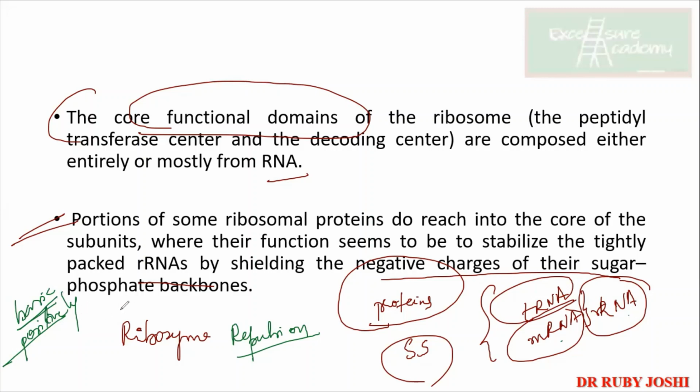It is because of the need to prevent the repulsion between the tRNA, mRNA and rRNA, since their sugar phosphate backbone is negative in charge. Okay, so this slide is clear to everyone. This is important to understand.